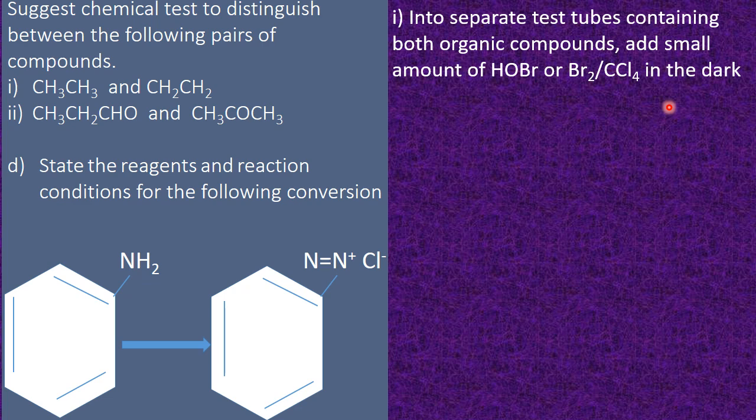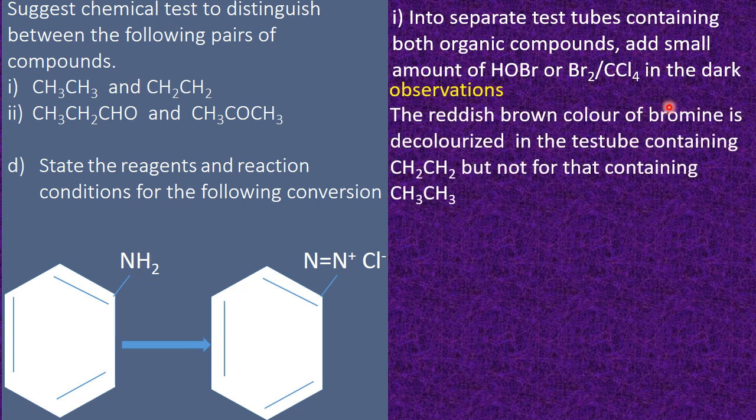So now with this, what then are going to be our observations, guys? We'll simply see that the reddish brown color of bromine is decolorized in the test tube containing CH2=CH2, but not in that containing CH3. That's where you can distinguish which one is which. Awesome, guys. Then the next one is between propanol and propanone.